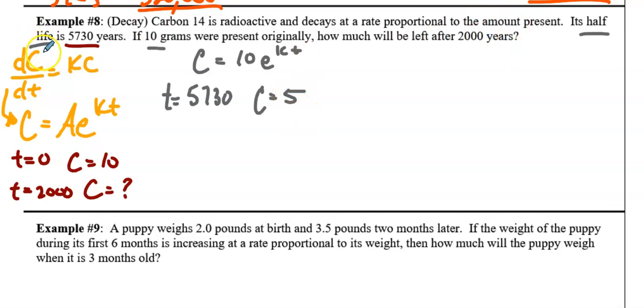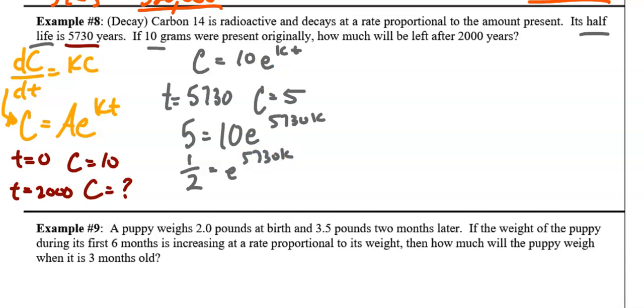That's what half-life means. It means how many years it takes for half of it to go away. So then I can actually use this to solve for K. So we can say that 5 is equal to 10 e to the 5,730 K. It's going to be a huge number, but it's okay. So we're going to go ahead and divide both sides by 10, and we're going to get 1/2, which makes sense, equals e to the 5,730 K.